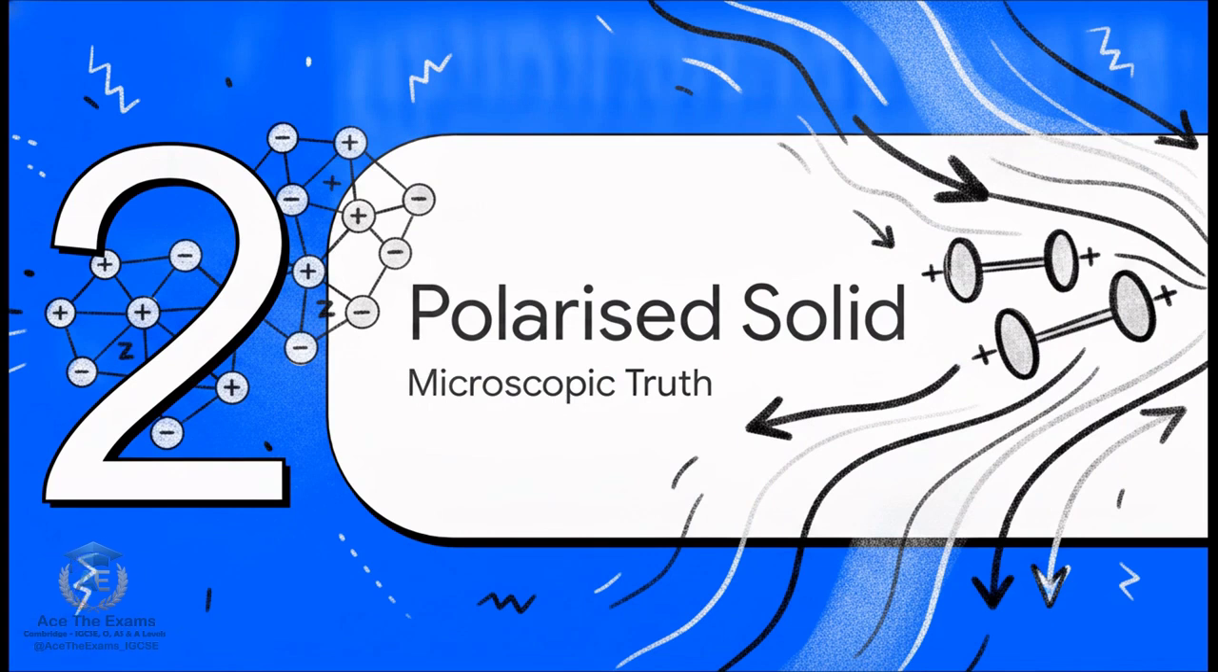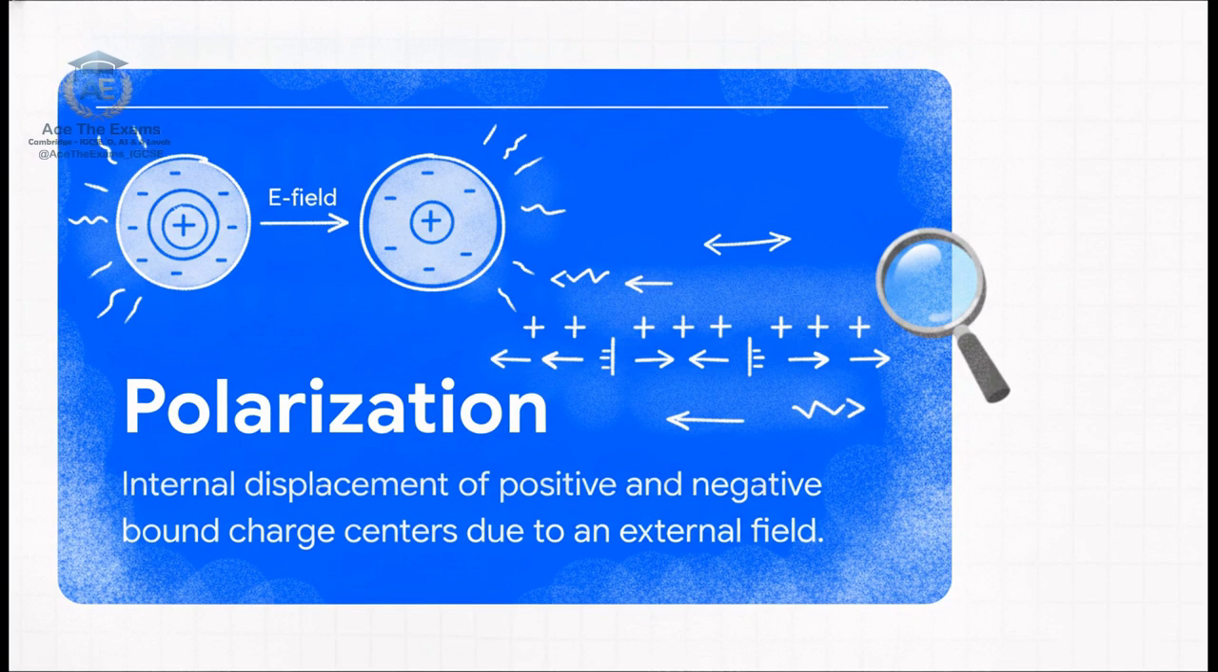Section 2. Inside a polarized solid, uncovering the microscopic truth. To snag those top marks, we really need a physical picture of the solid at an atomic level. The absolutely crucial point here is that polarization requires no large-scale current, just an internal rearrangement. When that external field hits the solid, the positive and negative charge centers are pulled in opposite directions. They don't break free, but they stretch and shift. It's like a microscopic game of tug-of-war. This subtle internal displacement is the very heart of dielectric behavior. It's an active mechanism, guys, not a passive failure to conduct.